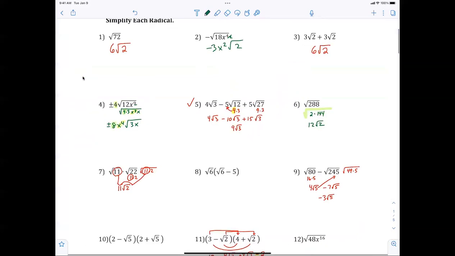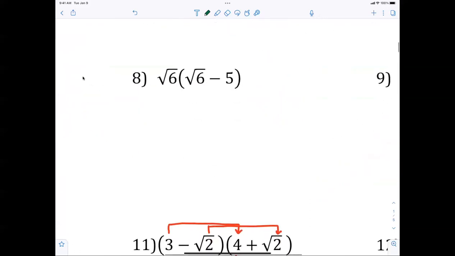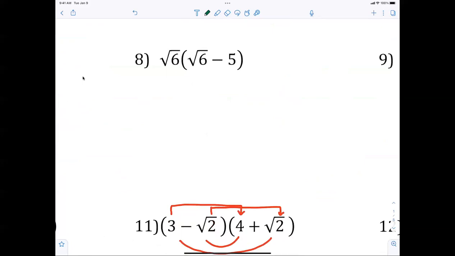All right, here we go with number 8. This one should be lightning quick. Everybody should be able to see this right off the bat. There's no work in here, really. Just distribute the square root of 6. And when I distribute the square root of 6, I get? 6 minus 5 radical 6. Anybody have any issues? You explain what you did. I just multiplied 6 times radical 6. Okay. And then I distributed that to that, correct?